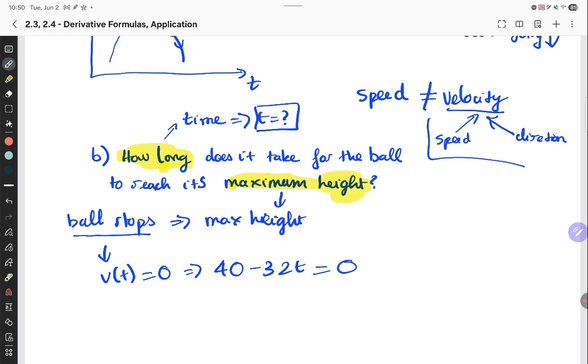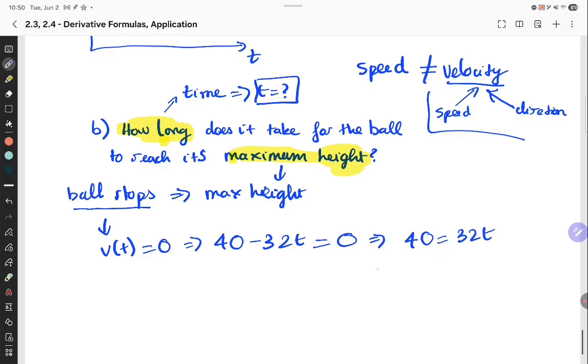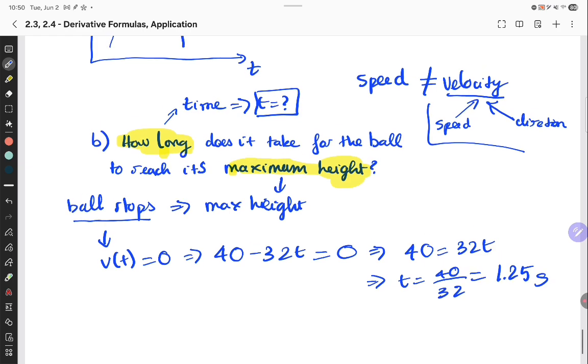So for t, 40 over 32. Simplify that. How much should the decimal number be? 1.25. The unit here is seconds, right? So around a second, a little bit more than a second.